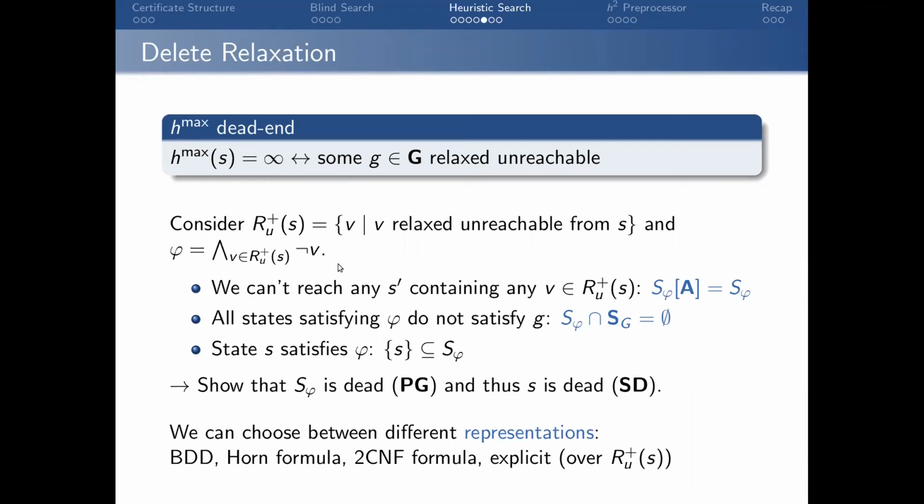Furthermore, we know that there cannot be any goal state in this formula, because this G that is relaxed unreachable is in this formula. That is one of those V's. So the intersection of this set with the set of all goal states must be empty. And finally, state S must satisfy phi, simply because we're looking at variables that are relaxed unreachable from S. And if a relaxed unreachable variable from S is true in S, then we messed up something with relaxed reachability. So obviously it can't have any of these true.